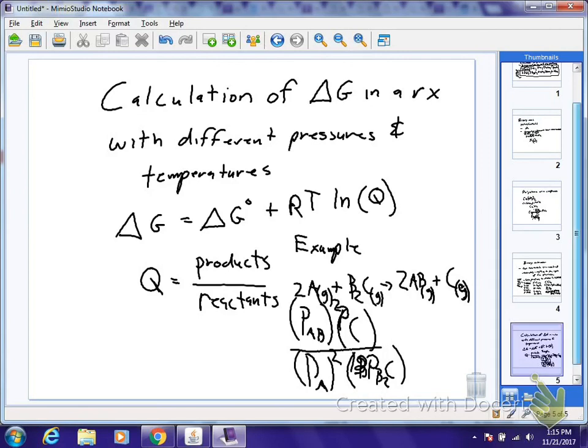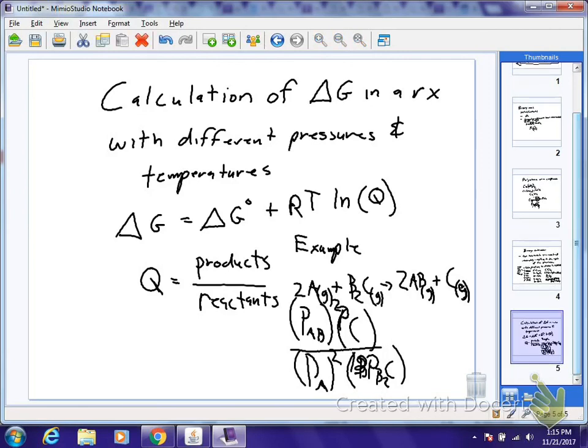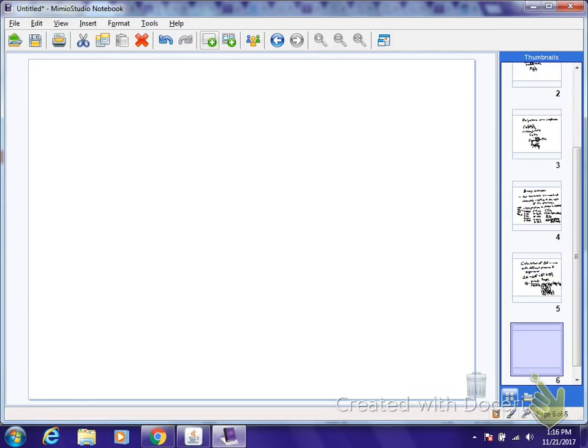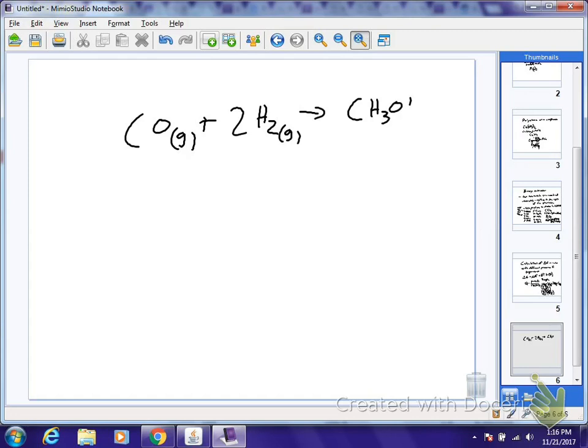So here's our example, a real life example that we're going to do. We're going to calculate the delta G at different pressures. Here's the reaction. The reaction is CO, carbon monoxide gas, plus H2, which is a gas, going to produce methanol, CH3OH, and that's a liquid. I think it's balanced, right?